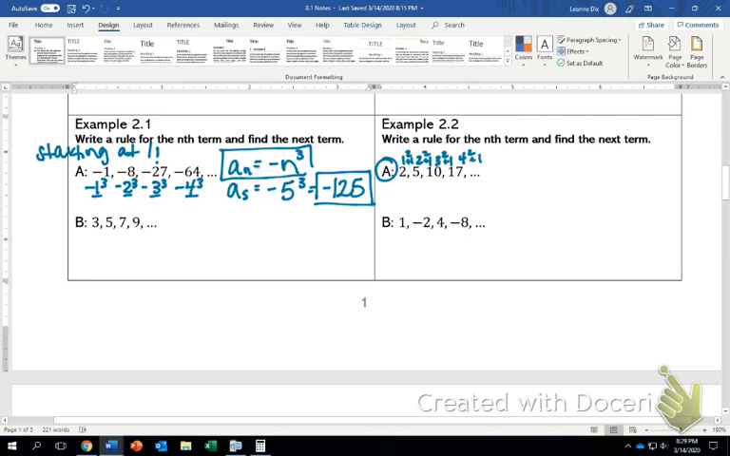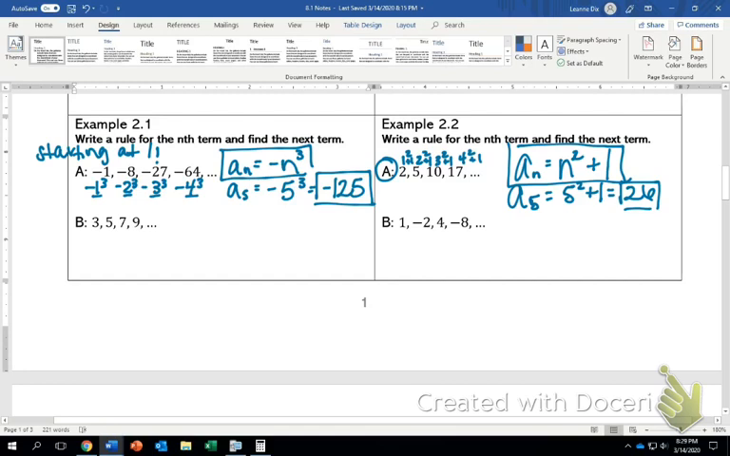And so our rule for this would be a sub n equals, okay, the base was changing every time, so it would be n squared plus 1. So if I wanted to find the next term, which seems to be, again, the 5th term, it'd be a sub 5, 5 squared plus 1. Well, 5 squared is 25. 25 plus 1 is 26. So my rule is n squared plus 1. My next term would be 26.